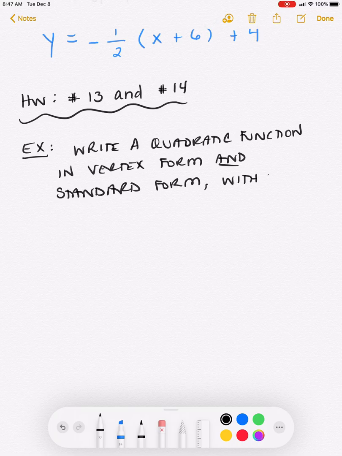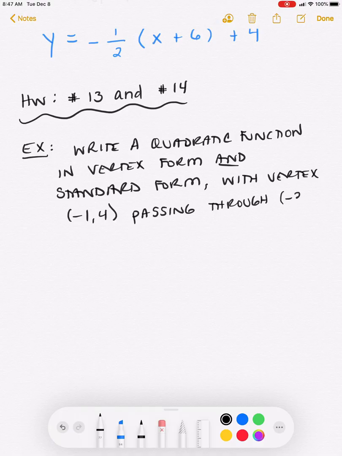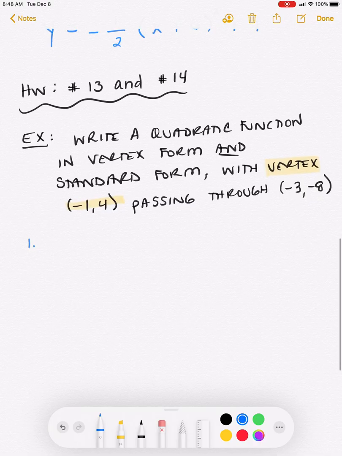With a vertex of -1, 4, and it's passing through this point, -3, -8. Well, here's the thing that you need to understand about writing these equations. Because of the given information, because they are telling me right here that the vertex is -1, 4, it doesn't really matter if it says to write it in vertex form or standard form. You have to start with vertex form because of the way they gave me the vertex. So you are going to plug the vertex into vertex form.